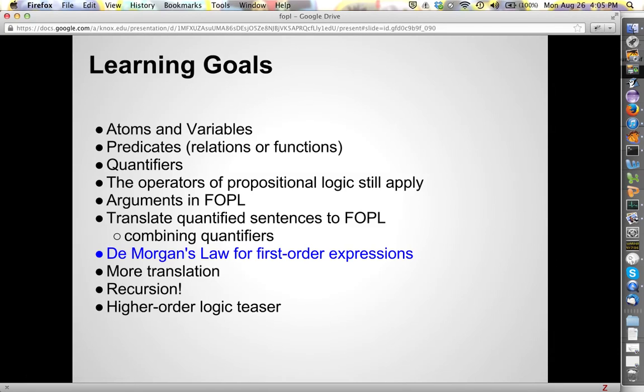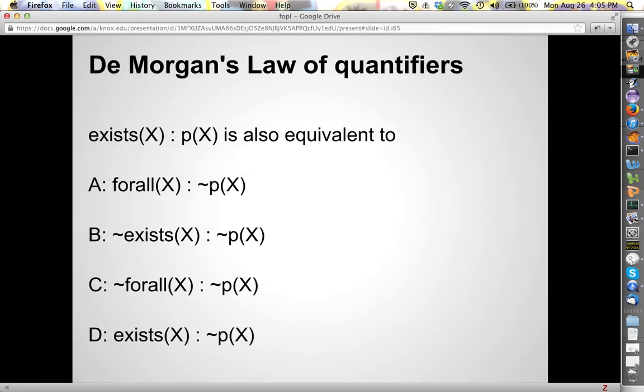So, De Morgan's law for first order expressions. This is your second question. Go ahead and try to figure this out. If we know that there exists an x such that p of x, which of these is this equivalent to? You just have to kind of reason this out. So go ahead and pause me, I won't be offended, and then plug in your answer on the Moodle.